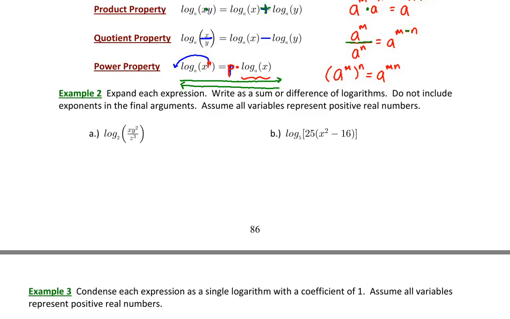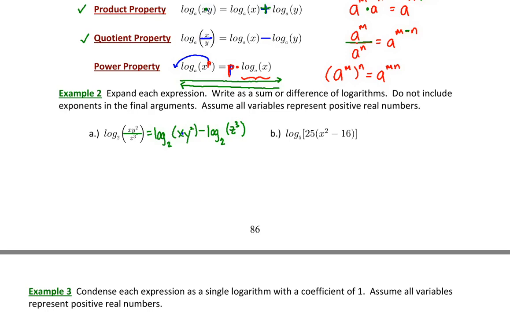So on example 1, we have log base 2 of xy squared divided by z cubed. The first thing I notice about this argument is that we're dealing with a quotient. So we're going to apply the quotient property. That is log base 2 of the numerator, xy squared, minus log base 2 of the denominator, z cubed. So we have log of the numerator minus log of the denominator. But notice our first logarithm contains a product in the argument. So next we can apply the product rule and expand that logarithm a little bit further.